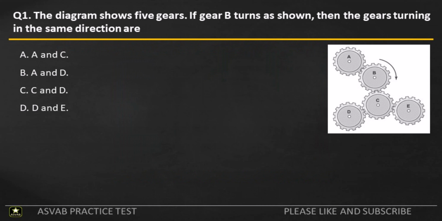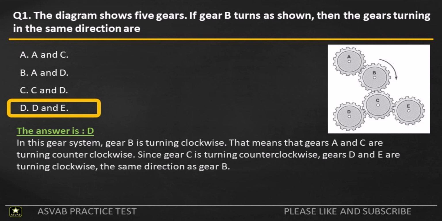Q1. The diagram shows 5 gears. If gear B turns as shown, then the gears turning in the same direction are A and C, B, A and D, C and D, D and E. The answer is D. In this gear system, gear B is turning clockwise. That means that gears A and C are turning counterclockwise. Since gear C is turning counterclockwise, gears D and E are turning clockwise, the same direction as gear B.